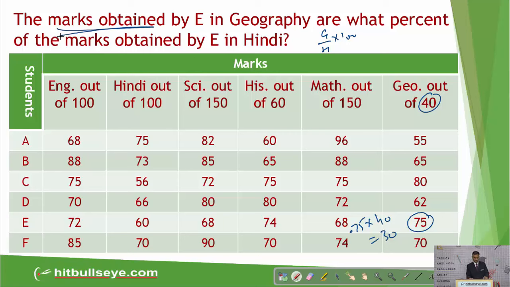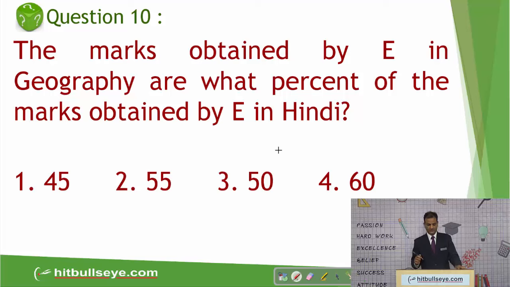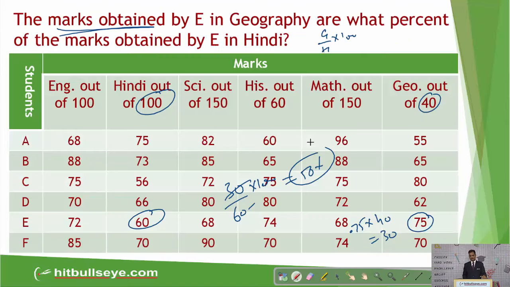In Hindi the number is out of 100. So 60 numbers are there out of 100, 60%, that is 60 marks. So the question is 30 upon 60, which is half, into 100. So half will be 50%. So let's see the choices. The answer is the third option. Marks obtained by E in geography are 50% of Hindi.